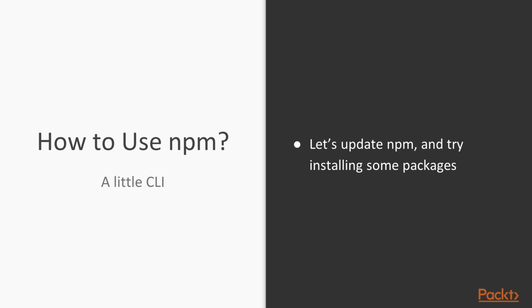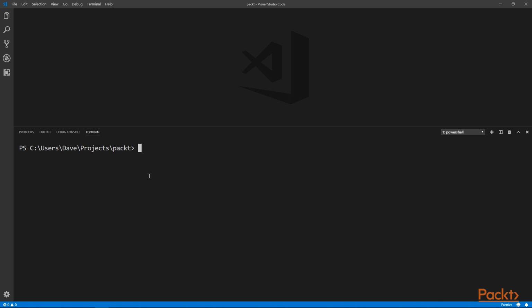Let's update NPM to the latest version, and then we'll try installing some packages. From a command line, we can have NPM update itself, simply by running npm install -g npm, for global. We'll talk more about global and local modules later.